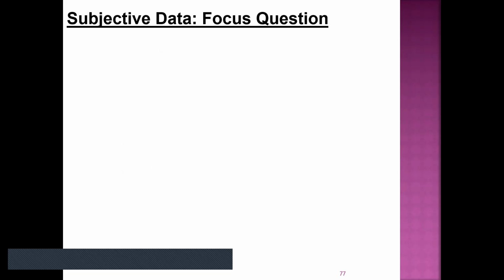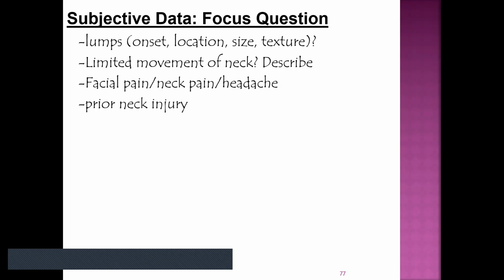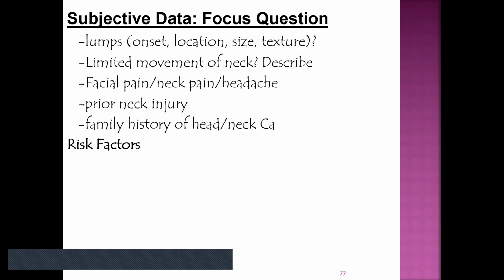In obtaining subjective data, you have to ask focused questions. Now, these focused questions include the onset, location, size, and texture of any lumps. Check if there is limited movement of the neck. It should be free, but you know, not the one where your neck turns 360 degrees. That's a different thing. You might want to call a priest if that's the case. So, facial pain, neck pain, and headache, you have to have the client describe it. Okay, are there prior neck injuries? Is there a history of head or neck cancer?